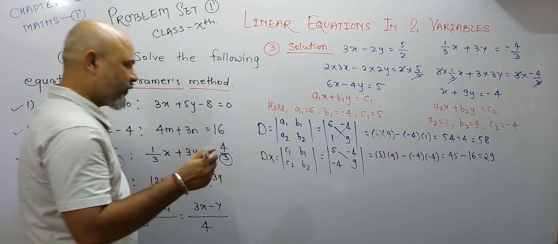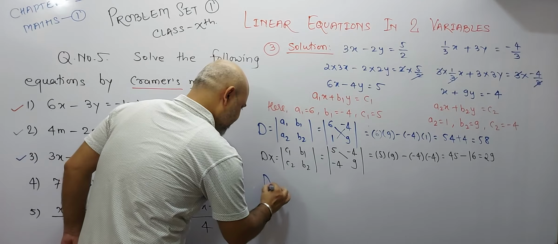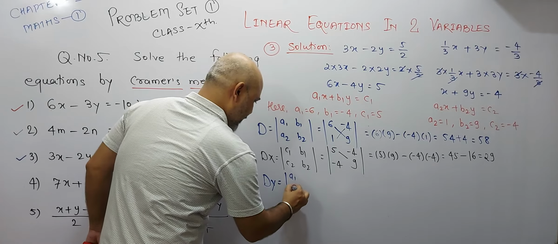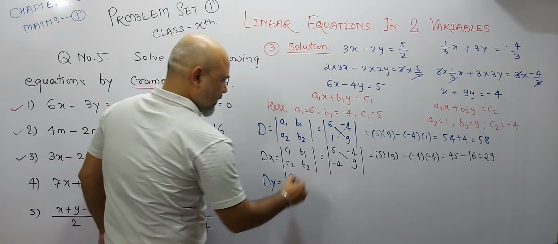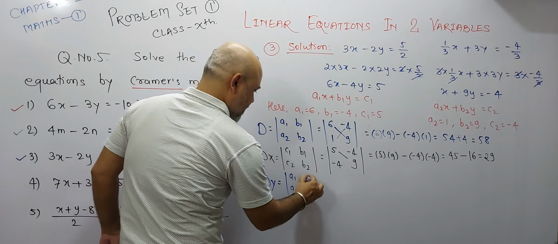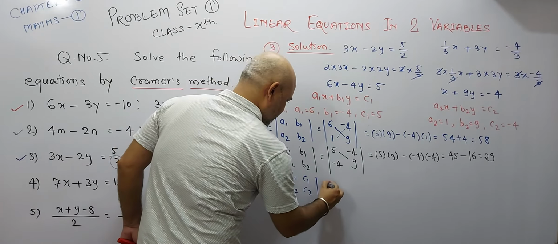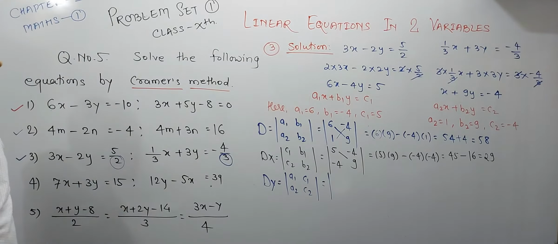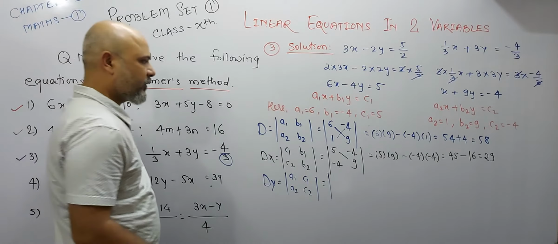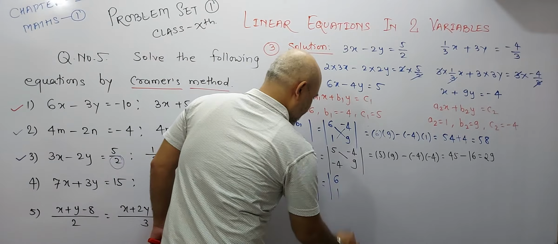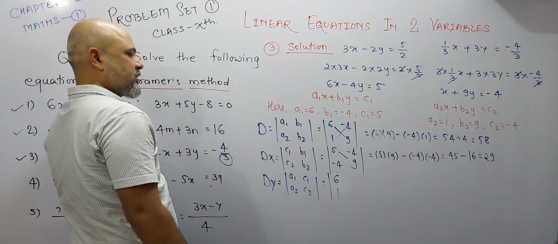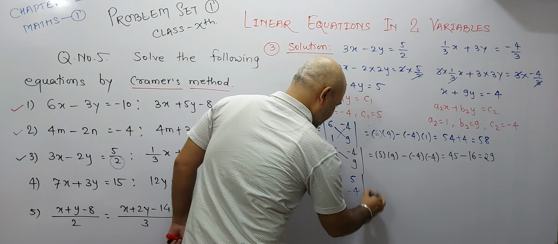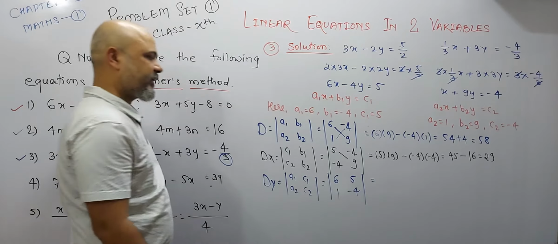Now we'll find the value of dy. So dy, a1 a2 will be as it is. b1 b2 will be replaced by c1 and c2. And now put the values of a1 a2. a1 is 6, a2 is 1, c1 is 5 and c2 is minus 4. And now you will solve the determinant.